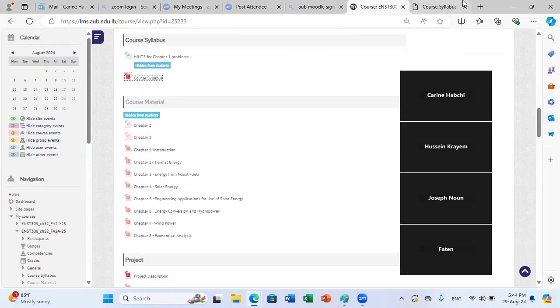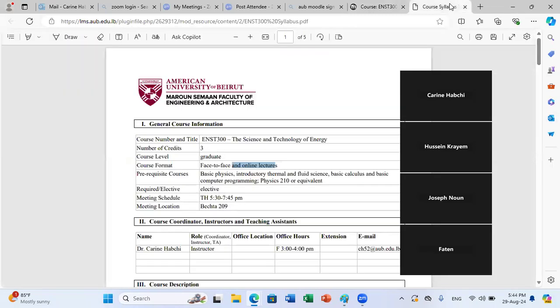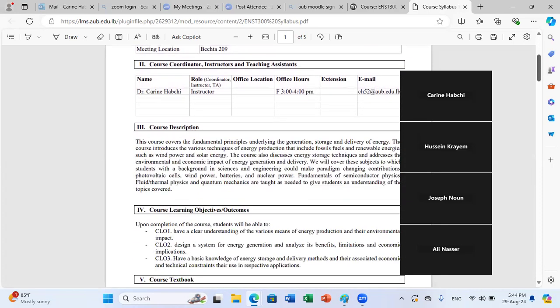Now we'll move to the course syllabus. So here you can find the different details about the course material. We have first, as you know, it's a 3-credit course, and we'll meet. Yes? If you have any question, just stop me, okay? So this is a small description of this course.